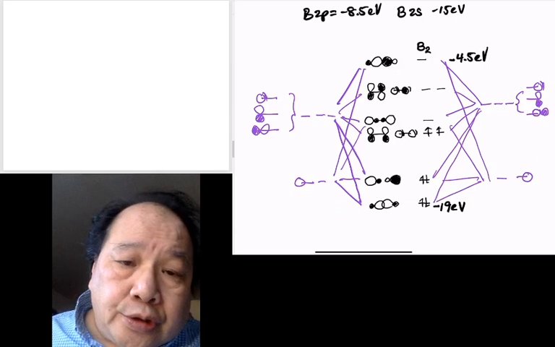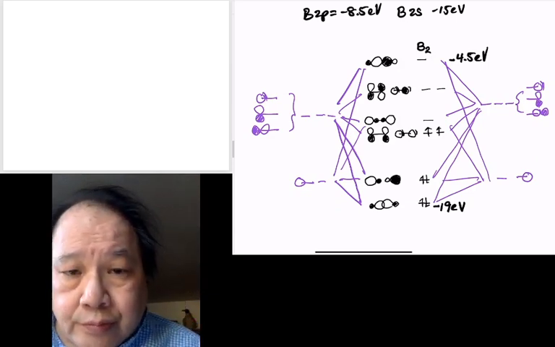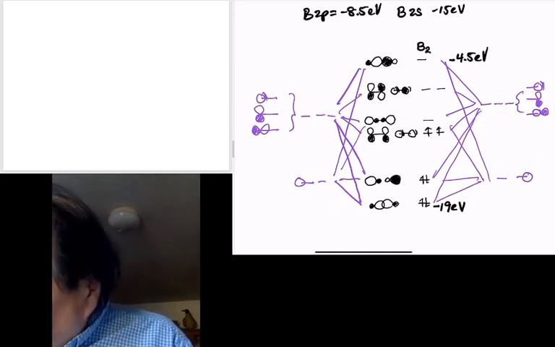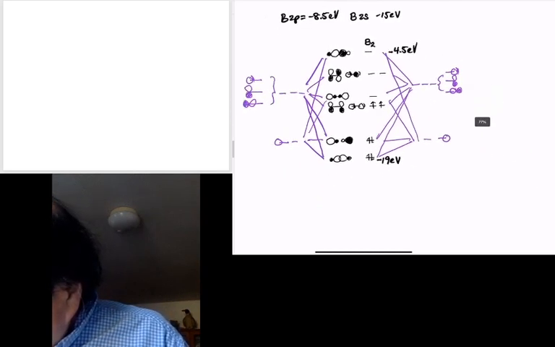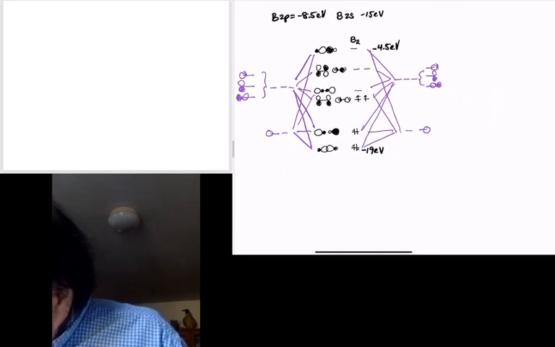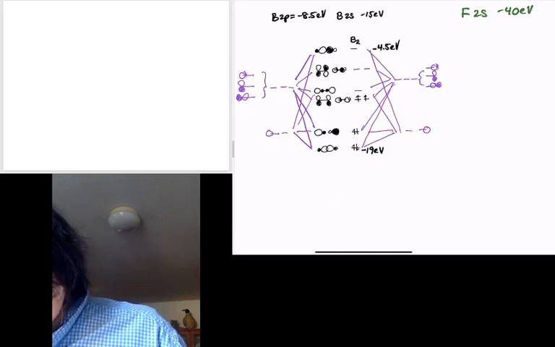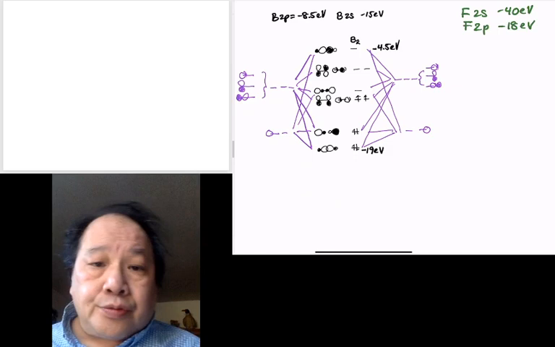And what we're about to do is compare this MO diagram with that for F2. And F has very different energies. Fluorine 2s, I'll put it here. Fluorine 2s is minus 40 eV, and fluorine 2p is minus 18 eV. So we're about to compare the two.